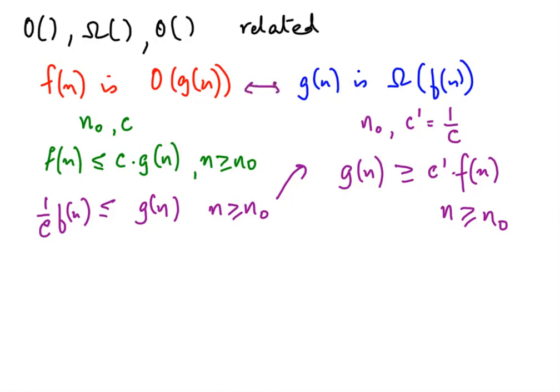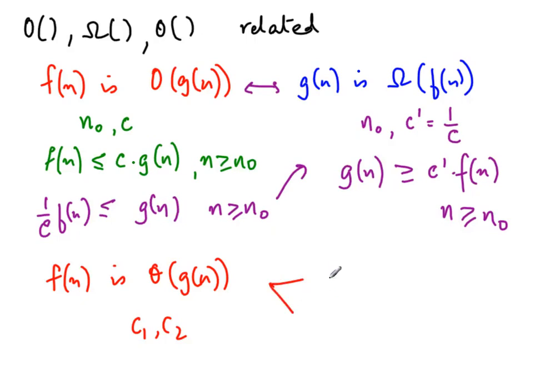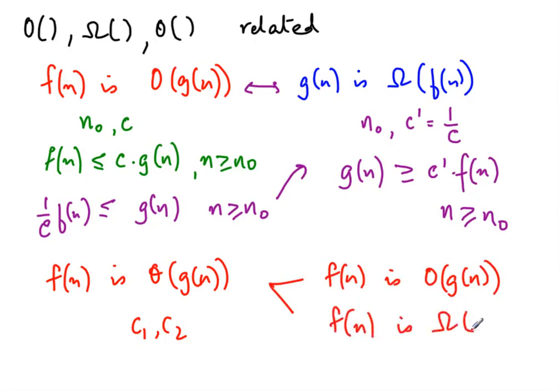And similarly, it's easy to see that if f of n is theta of g of n, then we do this in two steps, right? We prove these constants c1 and c2. So we'll have as two byproducts of this that f of n is both big O of g of n and f of n is omega of g of n. In other words, theta combines the lower bound and the upper bound into one single quantity.